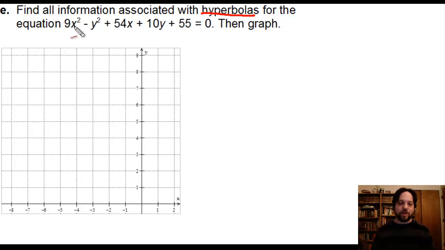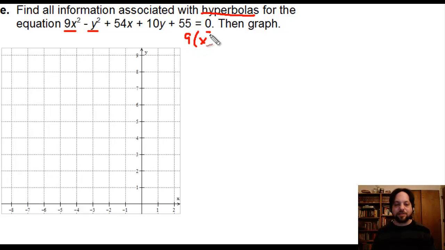Well, notice that we do have x squared and y squared. Since they're both squared, we know it's not a parabola. Furthermore, notice that the x squared term is positive, while the y squared term is negative. Because they have opposite signs, that's how I know this is going to have to be a hyperbola. That being said, let's go ahead and start putting this into the right form.